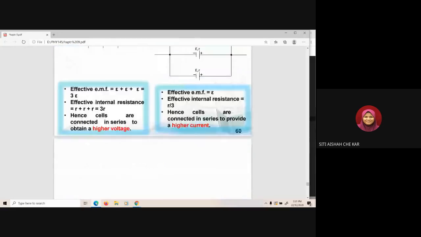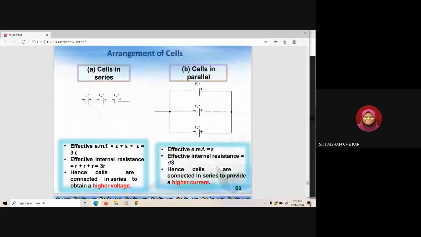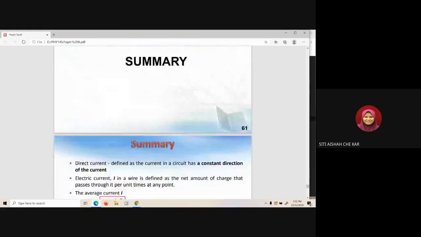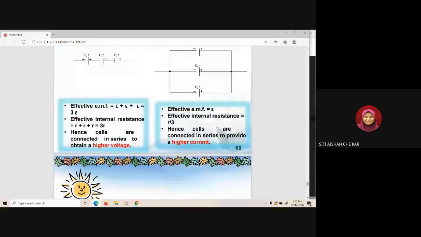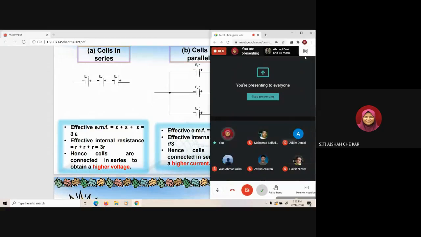Okay, itu saja chapter. Bawah ni adalah summary lah. Boleh go through all the summary below. Okay, ada soalan apa-apa? Any question for this topic?